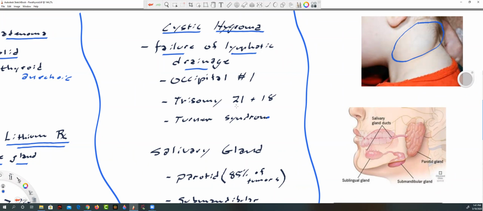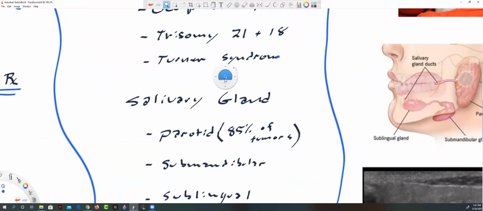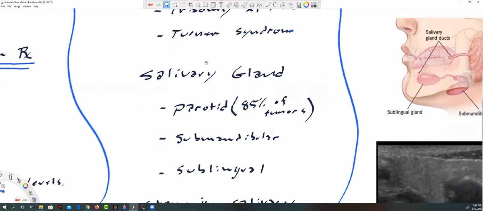I mentioned trisomy 21, 18. There's also Turner syndrome. And that is only females who get Turner syndrome. But it's not actually only females that get Turner syndrome. They're the only ones who live. Male fetuses with Turner syndrome do not ever live. And even most female fetuses don't either. And when they do, they actually live normal lives.